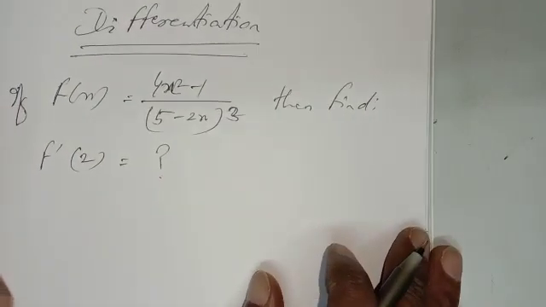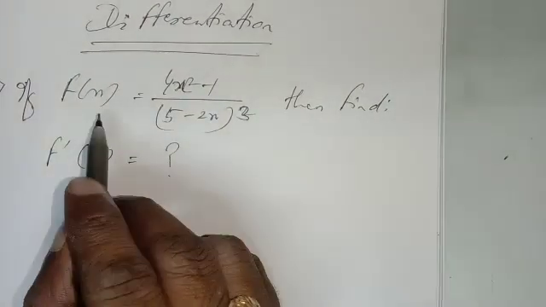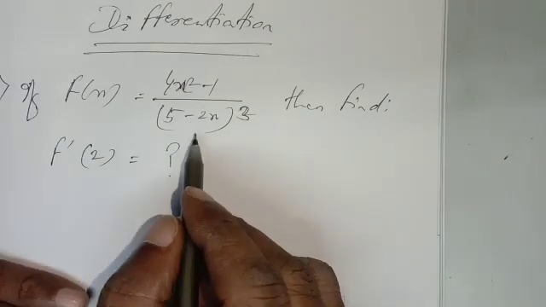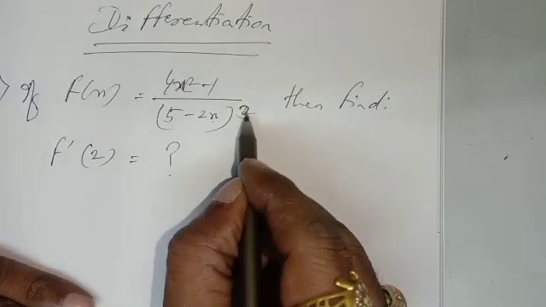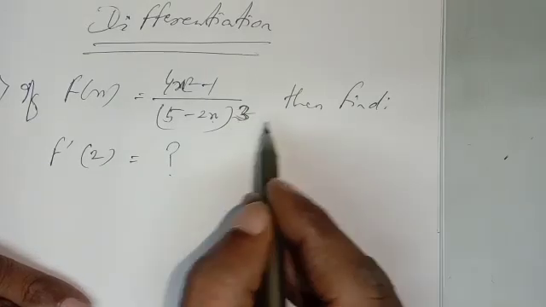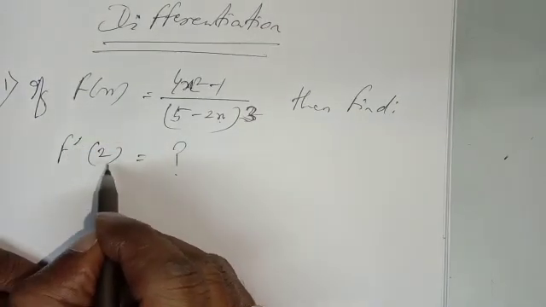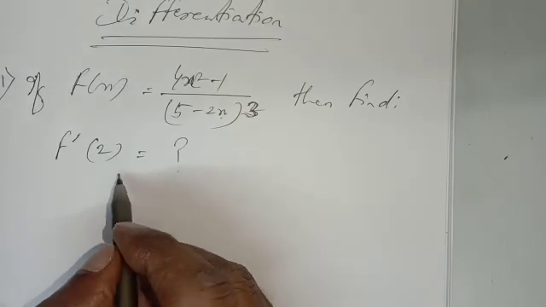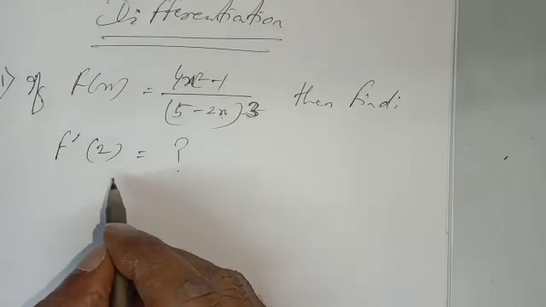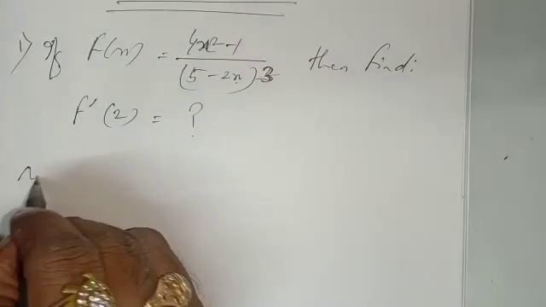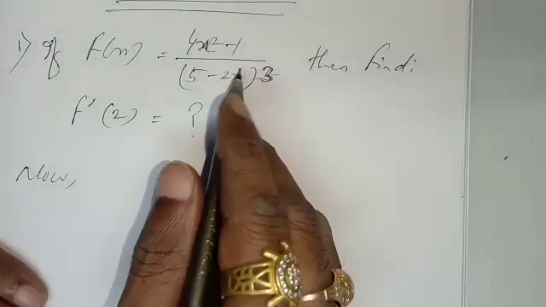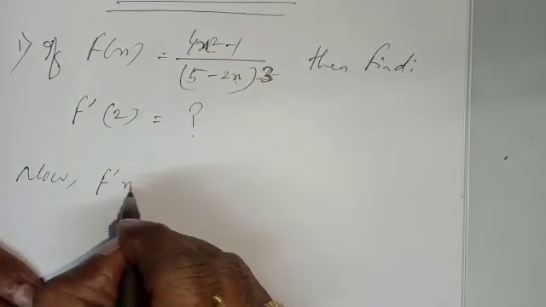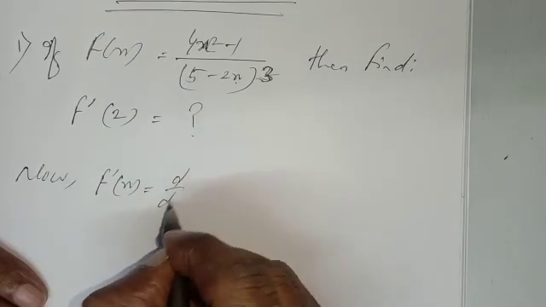I think it is clear for you. F of x is given as the function (4x square minus 1) by (5 minus 2x) whole cube, and you have to find out f dash 2, meaning the derivative at the point x equal to 2. So first of all, you have to find out f dash x. After finding f dash x, then you have to put x equal to 2. Let's see.